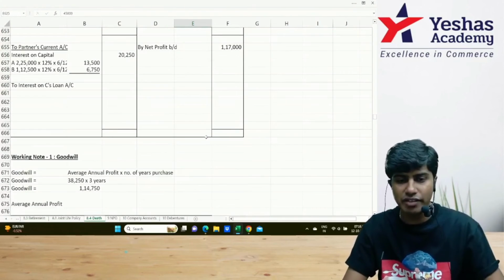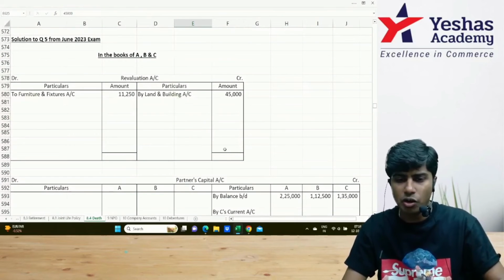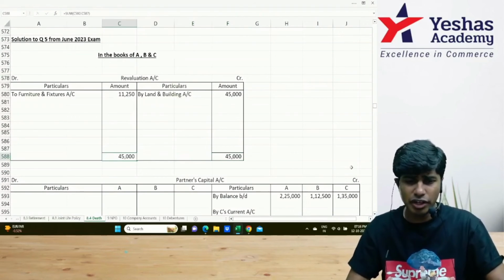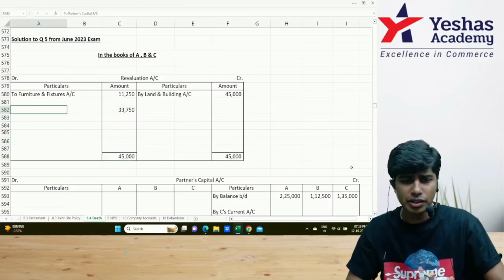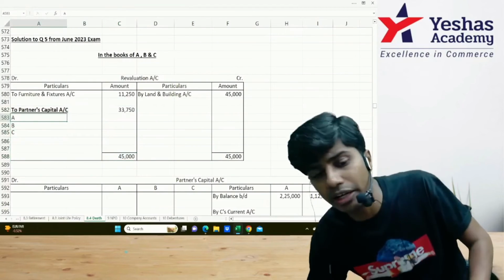We'll close the revaluation account first. Revaluation account is there in the beginning. How much? 45,000 minus 11,250 is 33,750. Old partners in old profit sharing ratio: 4 by 10, 3 by 10, 3 by 10. How much is it?